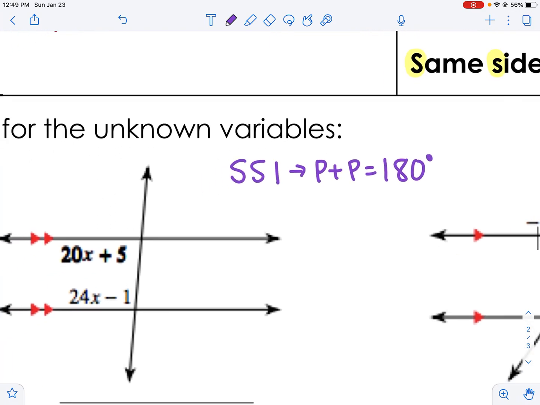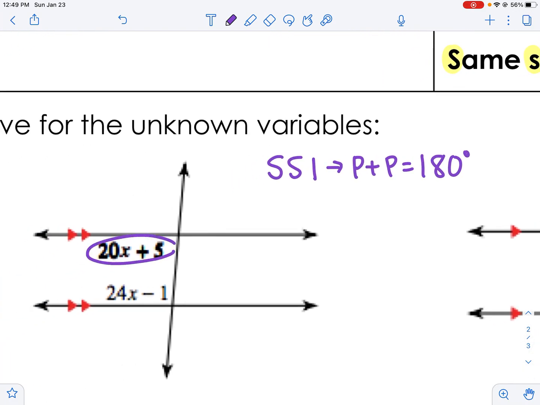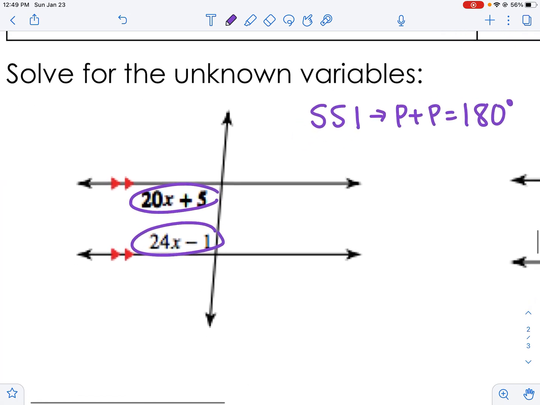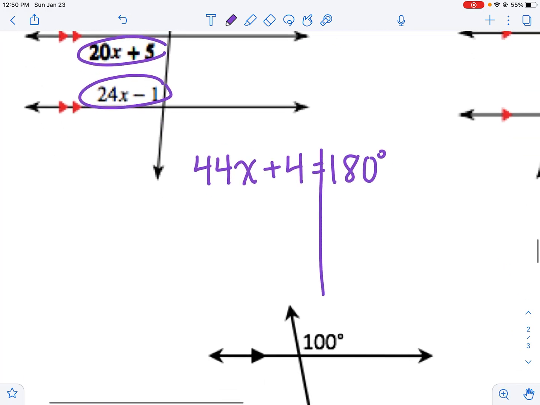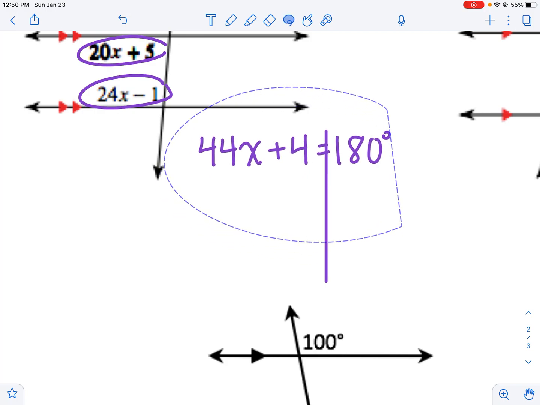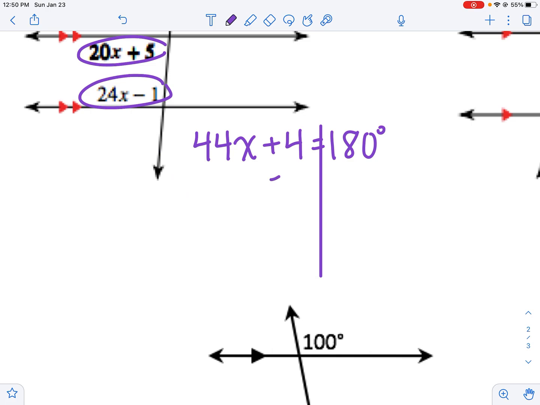P plus P equals 180. And if I'm adding these parts together, I can just go ahead and combine like terms. So 20x plus 5, 24x minus 1. 20x and 24x would make that 44x. Plus 5 minus 1 would make that plus 4. It's going to add up to 180. And then from there, I'm going to go ahead and solve. So I'm going to try to get x by itself. So this is where I'm going to subtract 4.